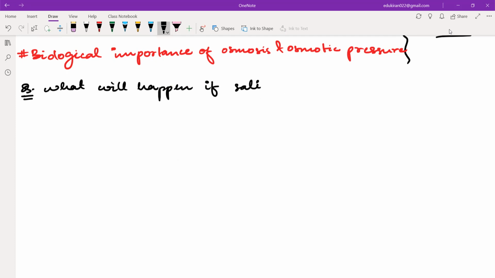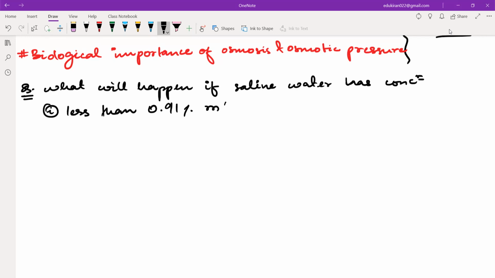What will happen if saline water has concentration, number 1, less than 0.91 percentage mass by volume? Okay, so if you have NaCl solution of 0.91 percentage, then that NaCl solution has the same osmotic pressure as that of blood cell. Now if it is less than 0.91 percentage, then what is going to happen?